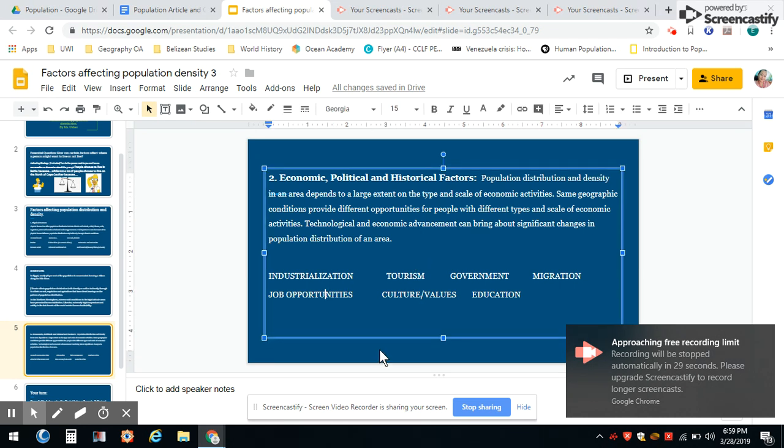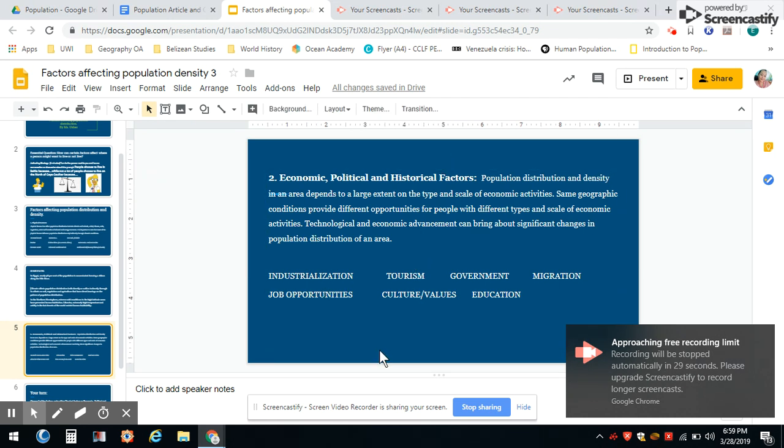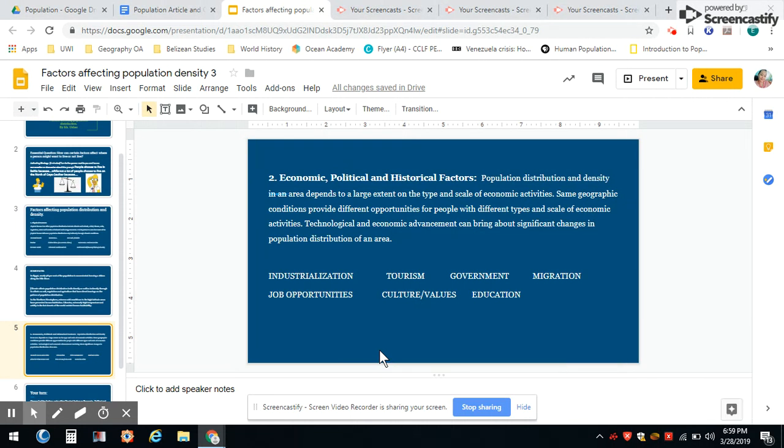Tourism. Here in Belize, we are able to benefit from tourism. Of course, the jobs and money that we make, and our cultural values. Some of our cultural values people enjoy and others people don't enjoy.